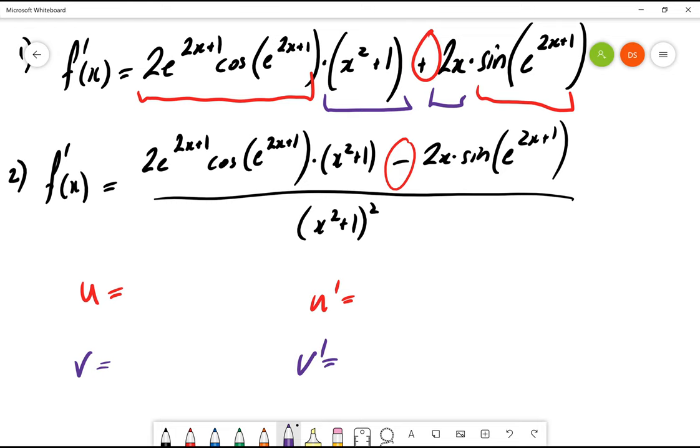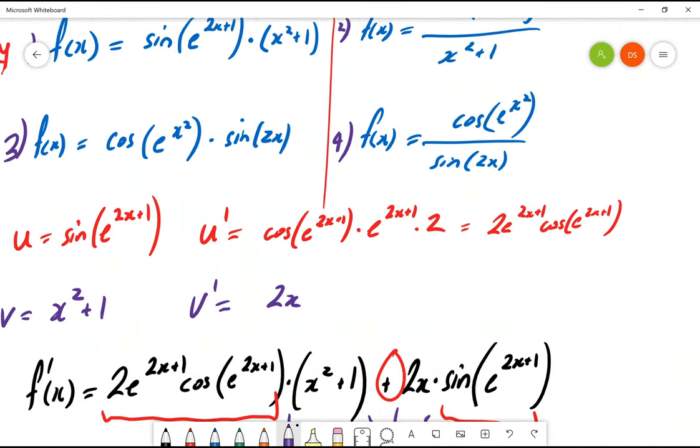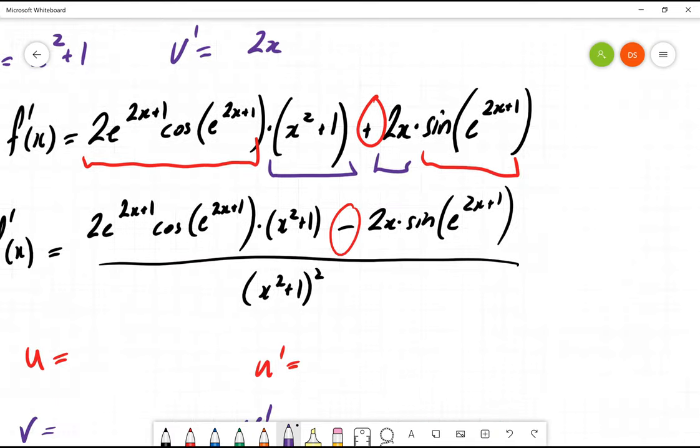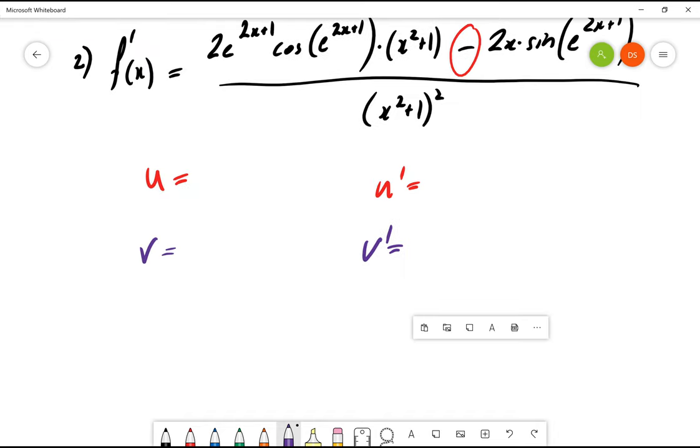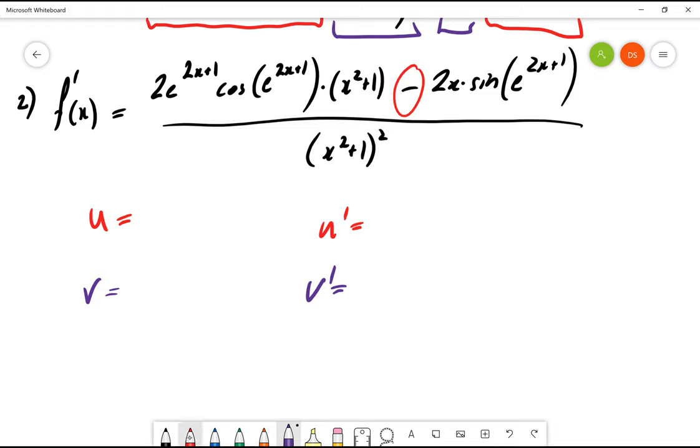So, what is U and V? So, cosine of e to the x squared and sine of 2x. Okay, so let's write them down. Cosine of e to the x squared and sine of 2x. Let's differentiate.